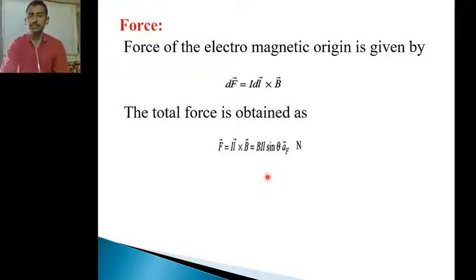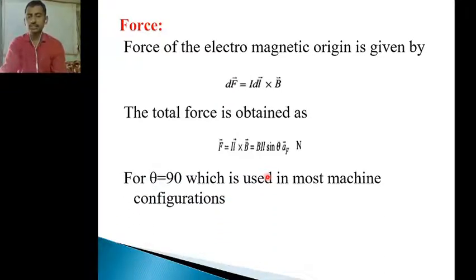Normally the length and flux density are exactly 90 degrees to each other, so sin theta is equal to sin 90 degrees, which is 1. So we can write our force as F is equal to BIL newtons. So this is the representation of the magnetically induced EMF and force.